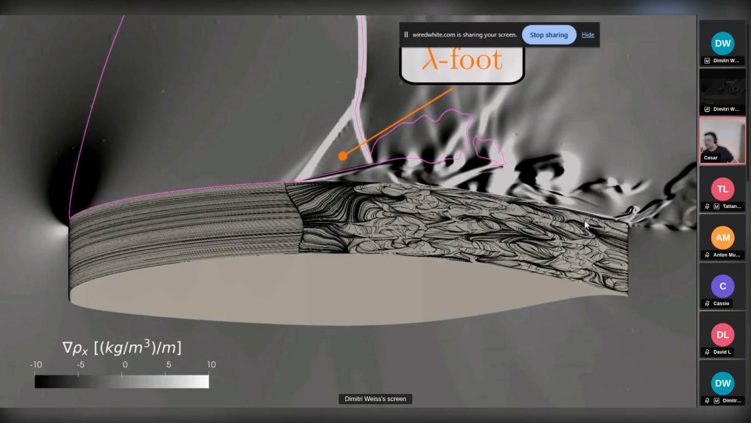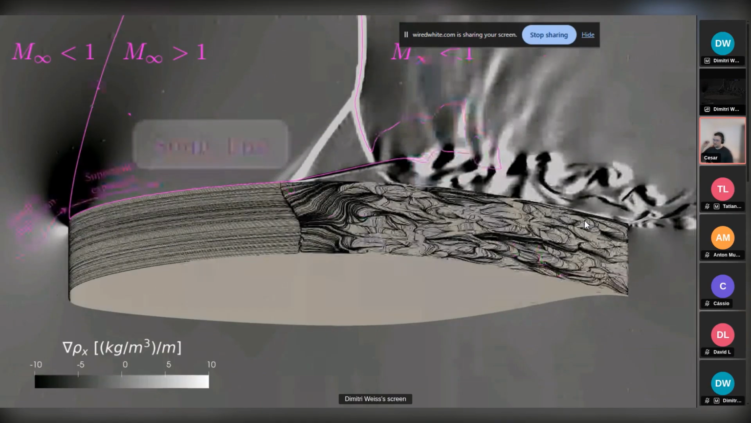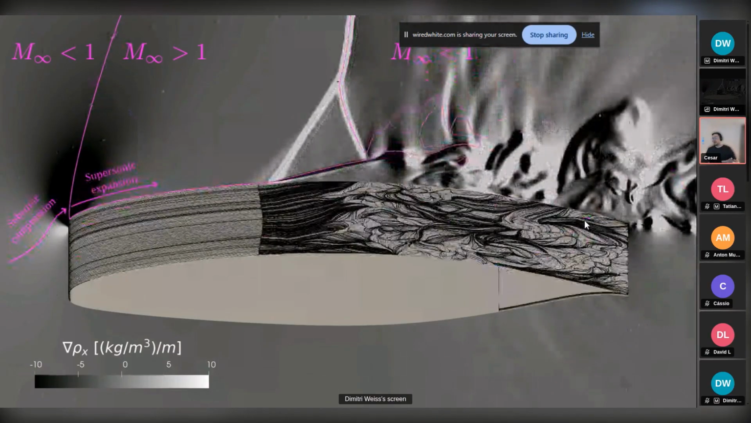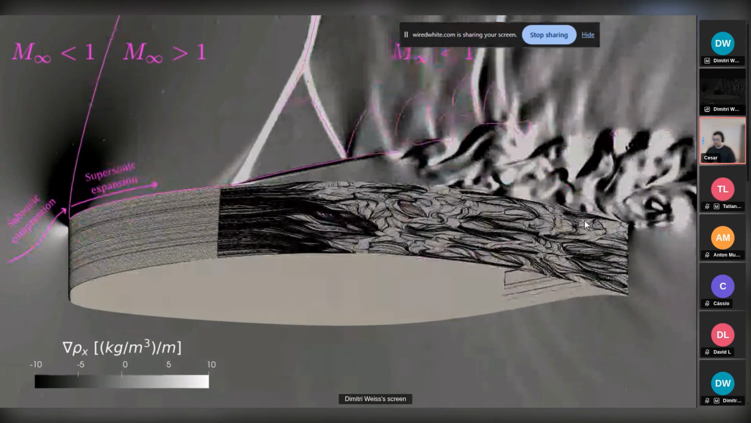Another one. Perfect. Here, what I display is the sonic line, which is the boundary between the subsonic and the supersonic region. And then press once again. Perfect. Beautiful.